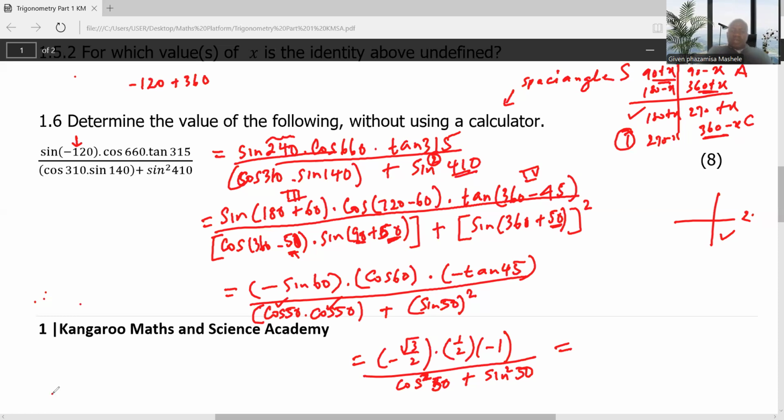So we're going to have negative root 3 multiplied by half, multiplied by negative. This will be root 3 over 4. Then we divide this by 1. So the final answer is root 3 over 4. We have evaluated that to root 3 over 4. That is the answer. I believe you guys are following. You can also reduce using 40. It's also fine. There's no problem.